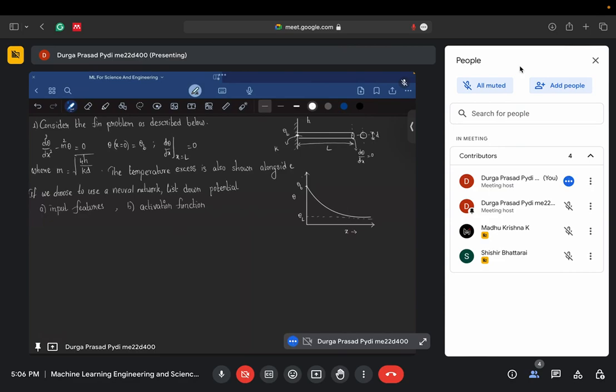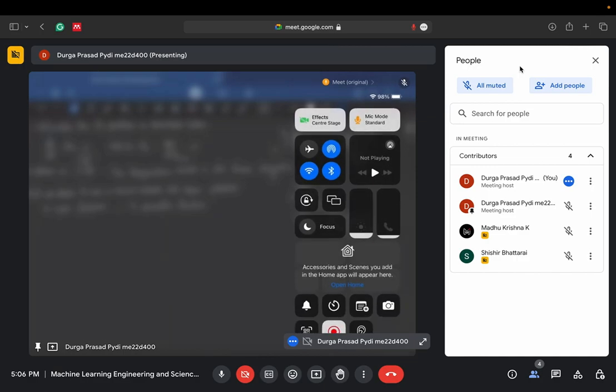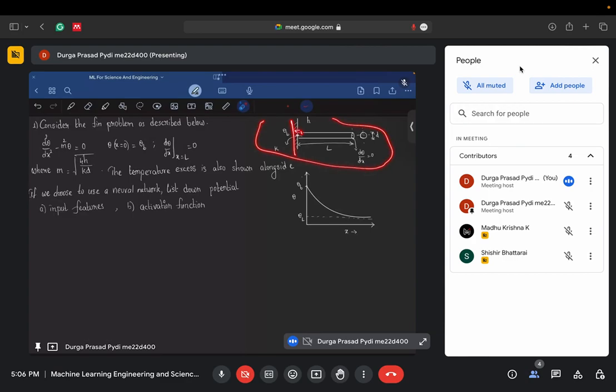So the first question here is something very similar to the one that has already been discussed in the lecture videos, that is for a fin problem. So you have a heat transfer surface here, and the fin is an extruded surface. Theta b refers to the base temperature, which is higher than the ambient. So this theta b is the excess temperature, that is the temperature difference with respect to the ambient.